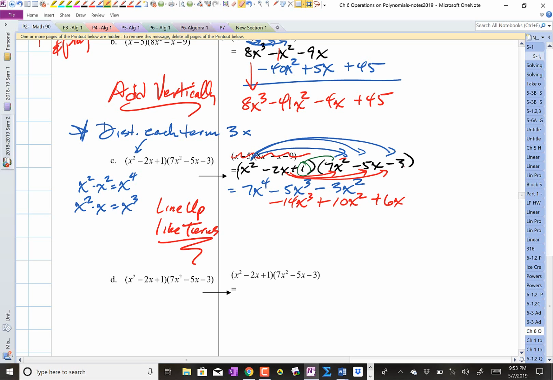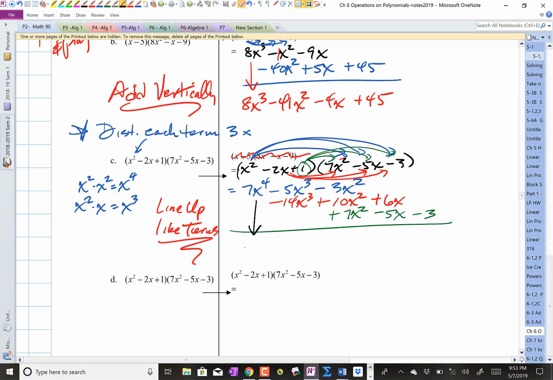All right, I got to distribute 3 times. So 1 times 7x squared is 7x squared. 1 times minus 5x is a minus 5x. All right, and then 1 times a minus 3 is a minus 3. And then I add vertically.